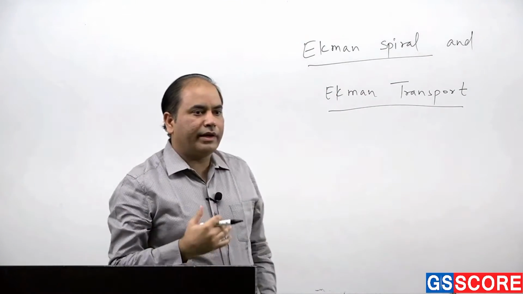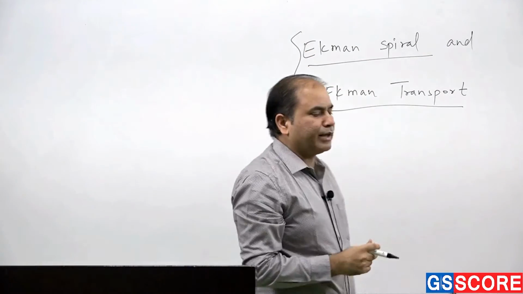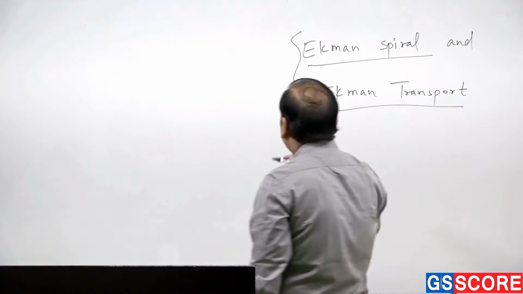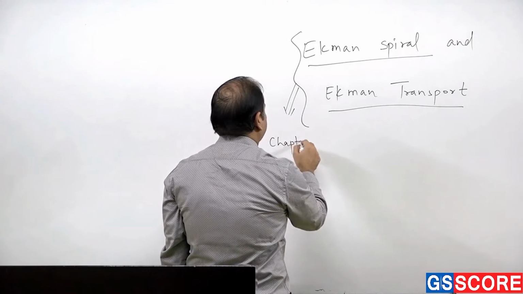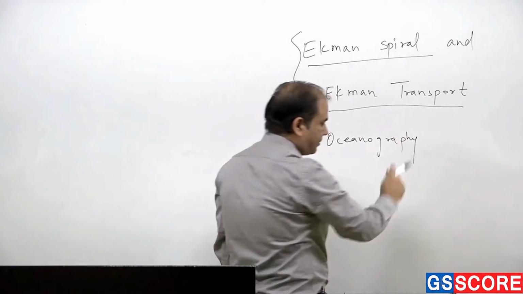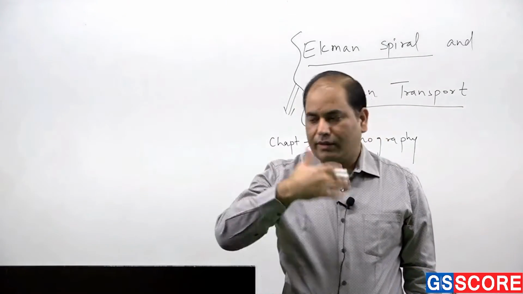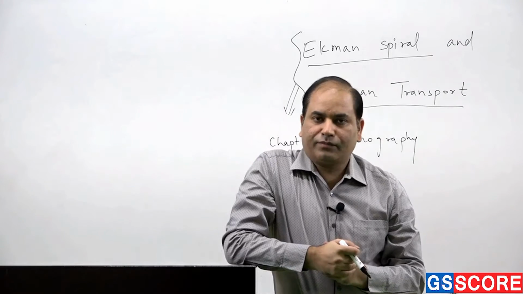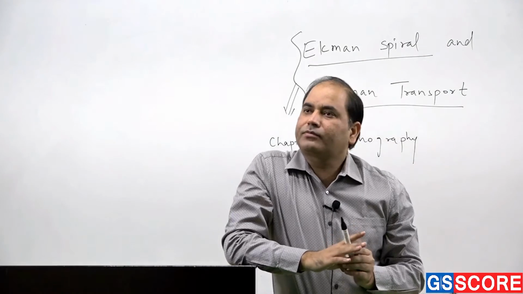First of all, I will let you know which topic Ekman spiral and Ekman transport are related to. It is related to your physical geography chapter, that is oceanography. In oceanography, we have a very important dynamic ocean movement related to oceanic currents. I am very sure that all of you must have an idea about the oceanic current.